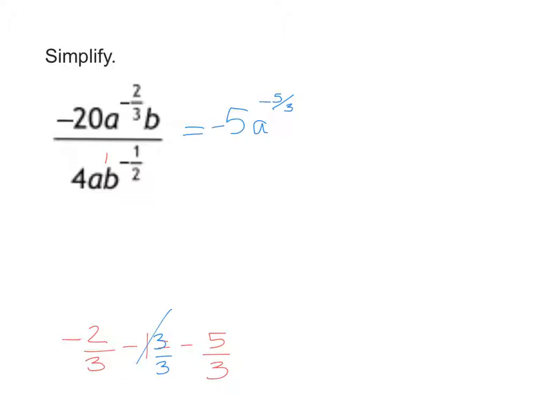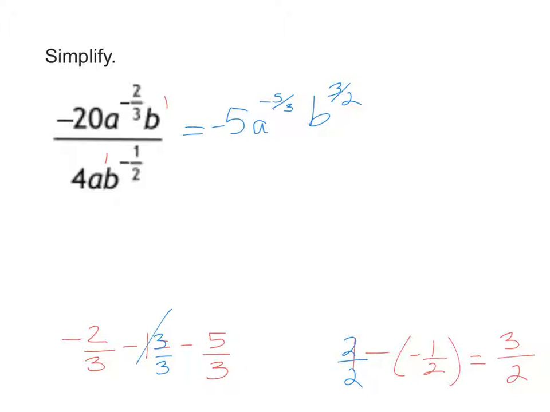So then we do the same thing with the b's. We have b to the power of 1 divided by b to the power of negative 1/2, which means we do 1 minus negative 1/2, which is equal to 3/2. B to the power of 3/2.